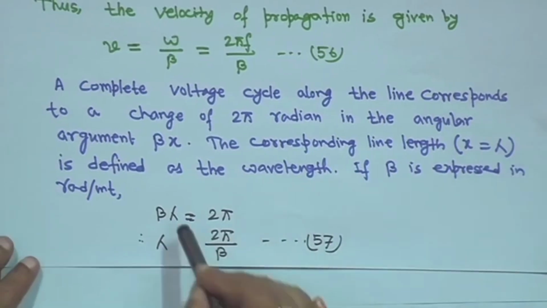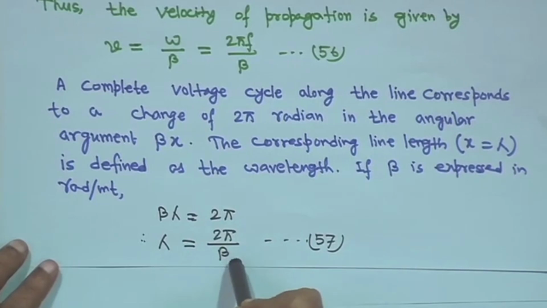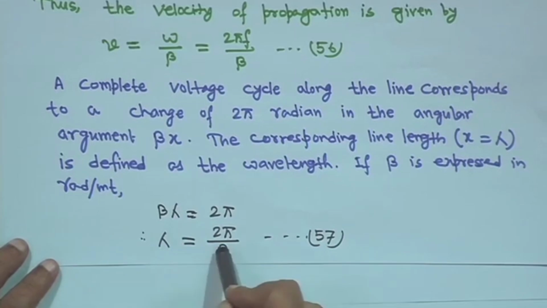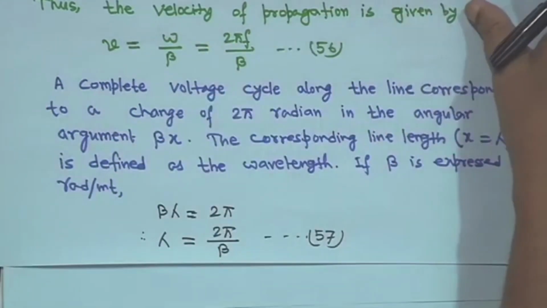So beta lambda is equal to 2 pi, so lambda is equal to 2 pi by beta. So this is actually the wavelength. Now, some more important things.